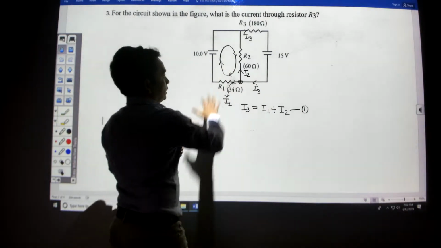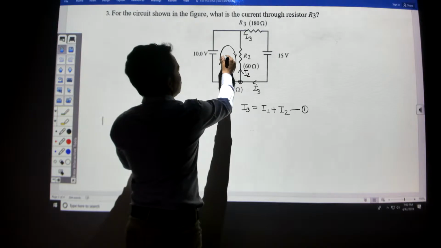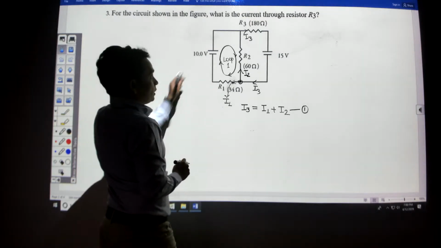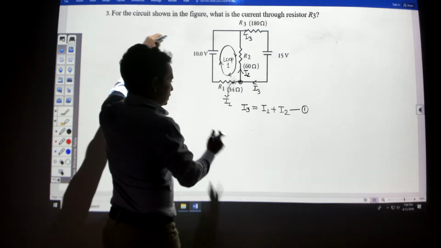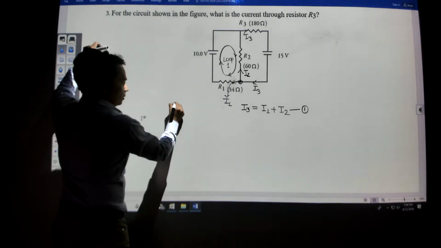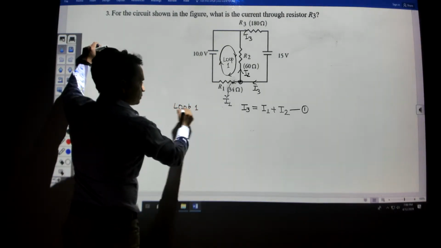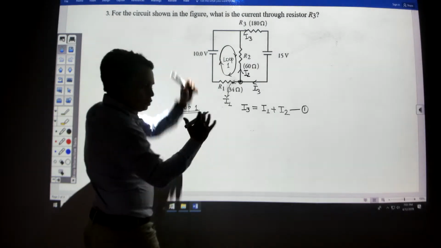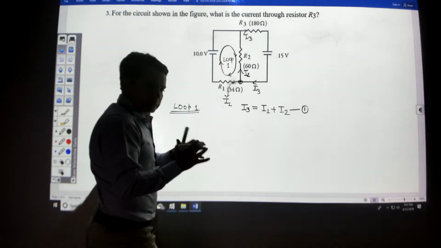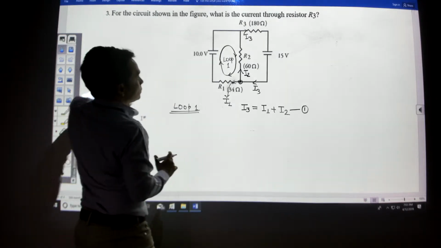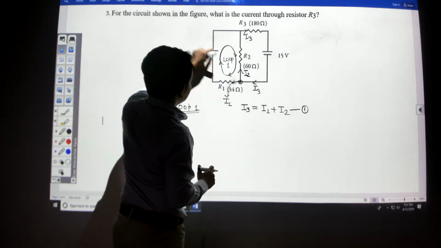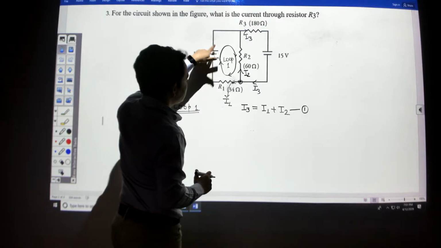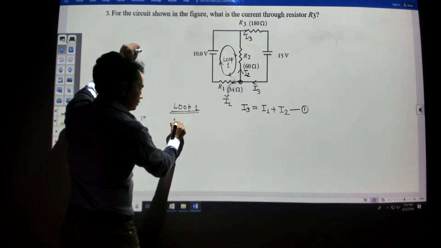Now come back to this loop here. I call this loop 1. What does Kirchhoff's law tell you? That the total voltage in any closed loop is equal to 0. So here, if you look, the loop direction for this battery is from negative to positive. If the loop direction is from negative to positive, we call that a positive voltage. We simply call it 10 volt here.